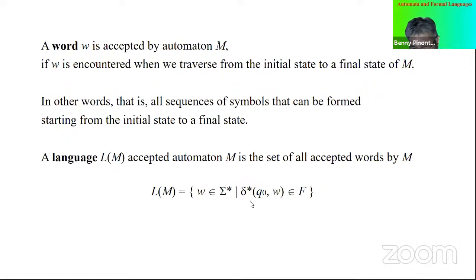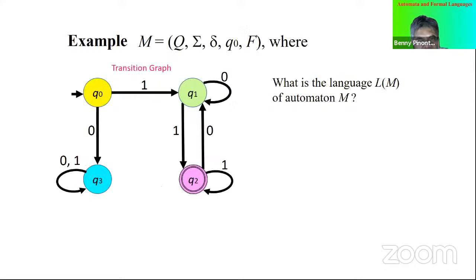So this is actually what the notation means: this delta star means that you can start from the initial state and repeat the transition function 0 or more times on the word, and then you have to arrive at one of the final states. Now this sounds very complicated, but we're just going to see the example right after this. So, example.